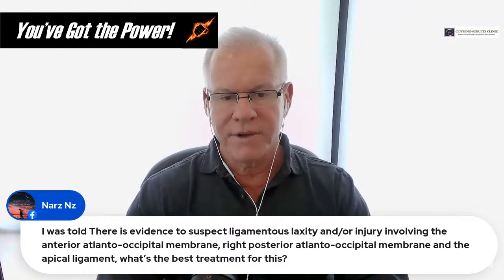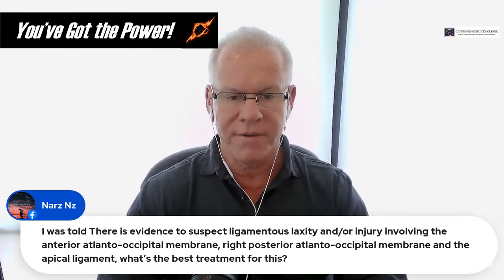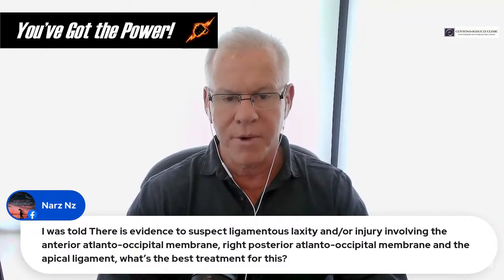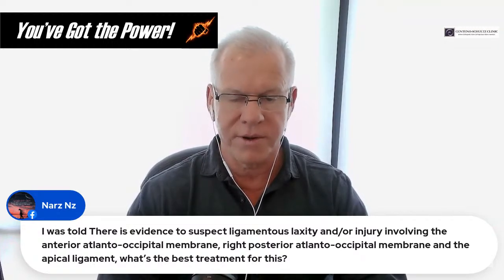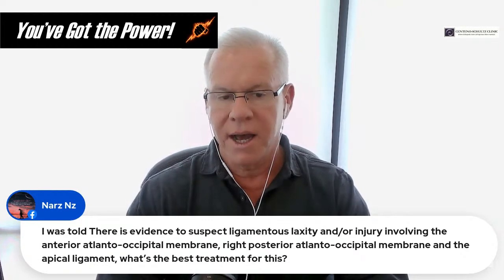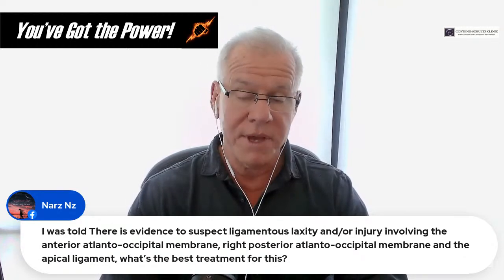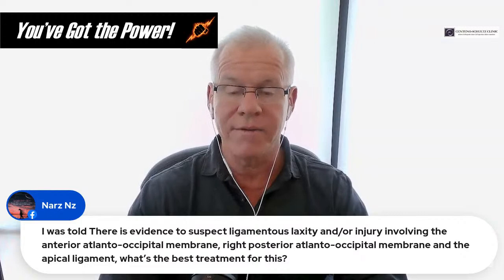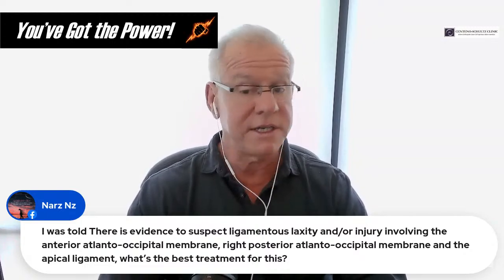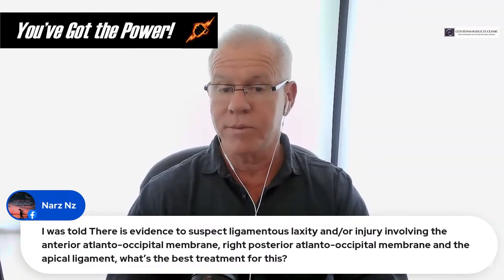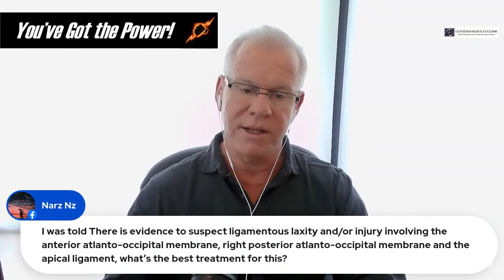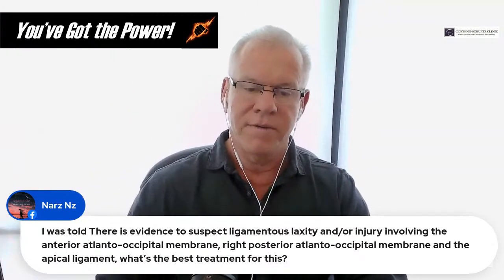NARS, I was told there was evidence to suspect ligamentous laxity or injury involving the anterior atlanto-occipital membrane, right posterior atlanto-occipital membrane, and the apical ligament. What's the best treatment for this? Probably PICL, assuming you have symptoms that are CCI related and are disabled by those symptoms, but there's a long way to go from there.